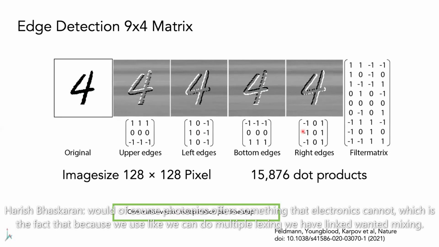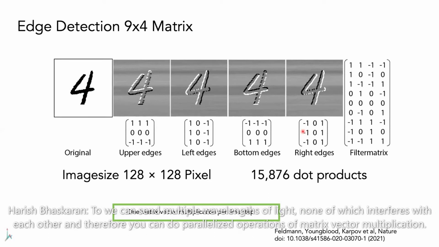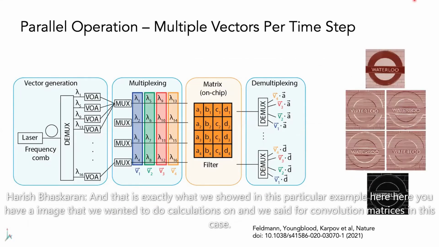But of course, photonics offers something that electronics cannot, which is the fact that because we use light, we can do wavelength multiplexing, which is we can send multiple wavelengths of light, none of which interferes with each other, and therefore you can do parallelized operations of matrix vector multiplications. And that is exactly what we showed in this particular example here.